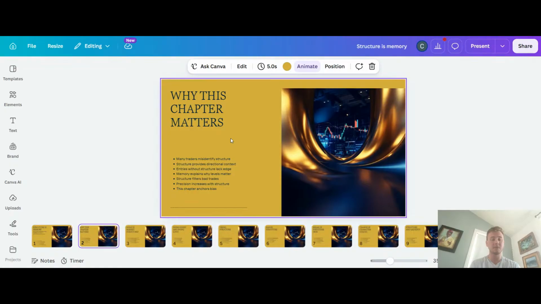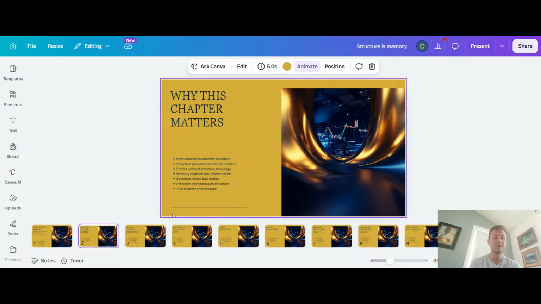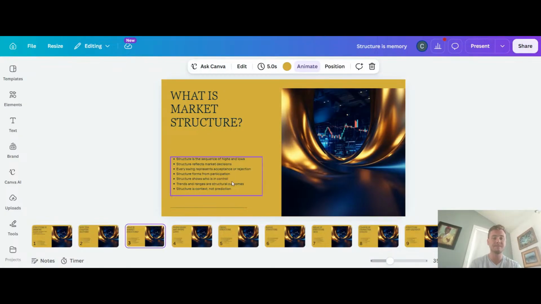So, why is this chapter important? Many traders misidentify structures, like break of structure and change of structure can sometimes be very similar. So that's why there are some good indicators out there that can help you identify those at the beginning. And many people love trading those, like an order block compared to a breaker block. And structure provides directional context. Entries without structure lack edge. Memory explains why levels matter. Structure filters bad trades. Precision increases with structure. And this chapter anchors bias.